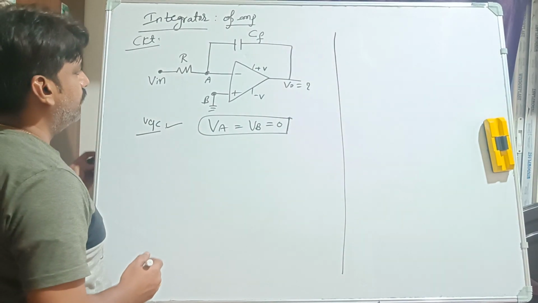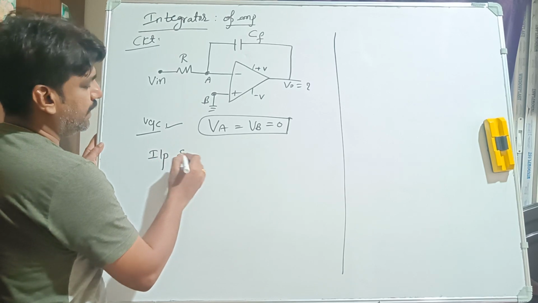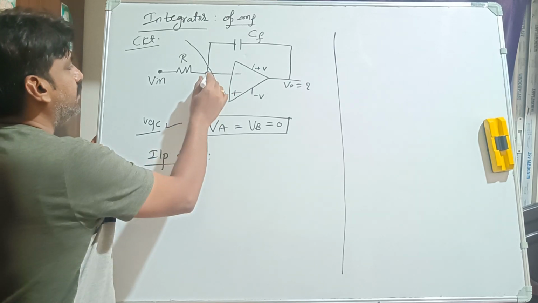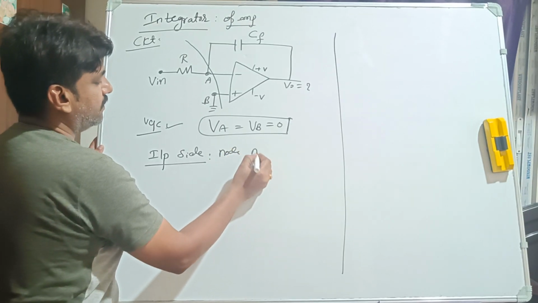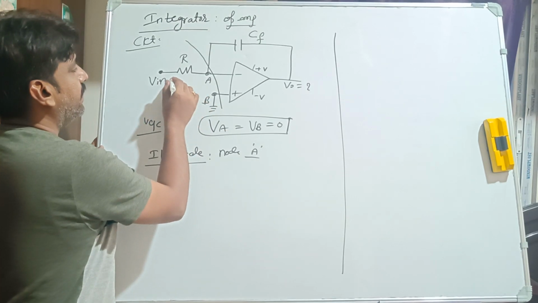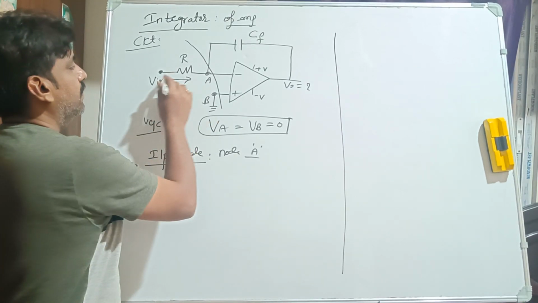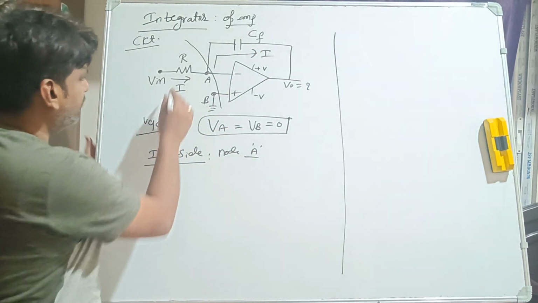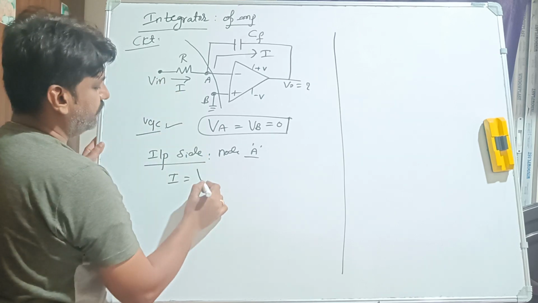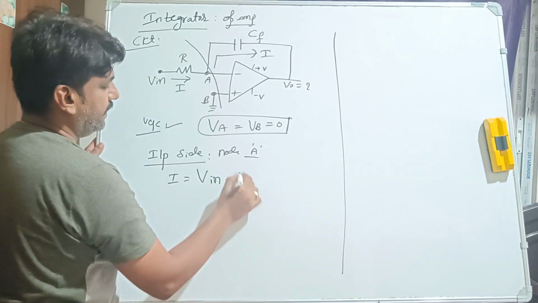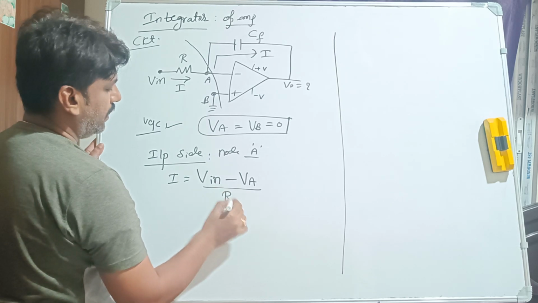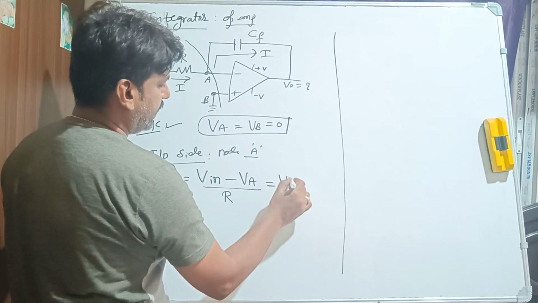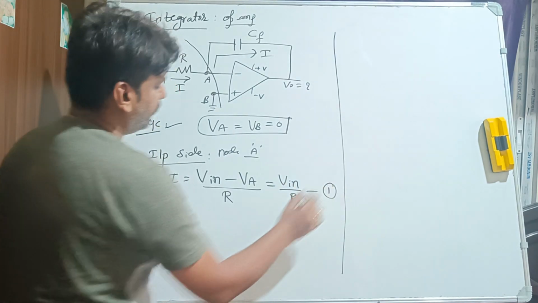Then after that, we should write the equation for the current at the input side. Input side means this side, right? At node A, we will write what the current I is. The current I goes from this place to this place, through the resistance, and later it goes like this, right? So on the input side, current I can be written as input voltage V in minus the voltage at A, VA, divided by R, right? Now what is the VA value? 0. So we can write this as V in divided by R. Call this equation number 1.